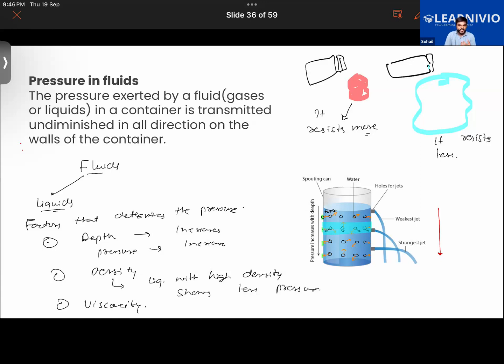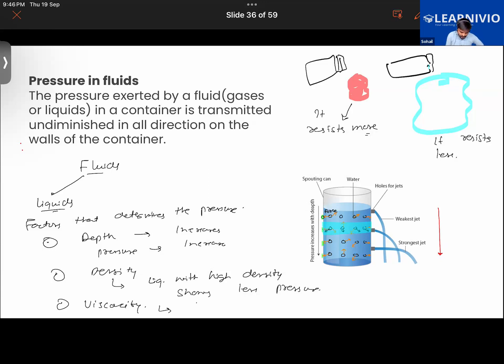You guys know about friction, right? Okay, so there will be more friction in the case of honey. In the case of water, there will be less friction. Is that thing clear to everyone? Yes, sir.